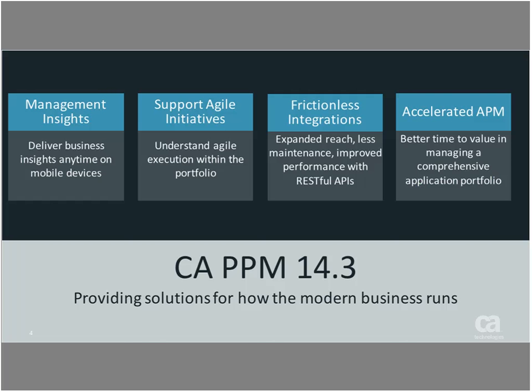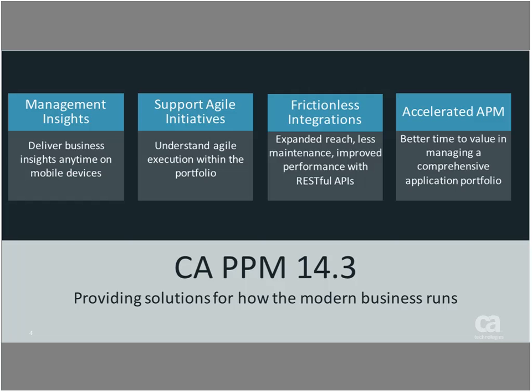as we're developing these features. And they're the 4 pillars you see here around management insights, supporting Agile initiatives, offering frictionless integrations, and then being able to have our customers have accelerated application portfolio management. So these are the 4 categories that we really focused on with this particular release. And again, Brian is going to go into some great detail about that.